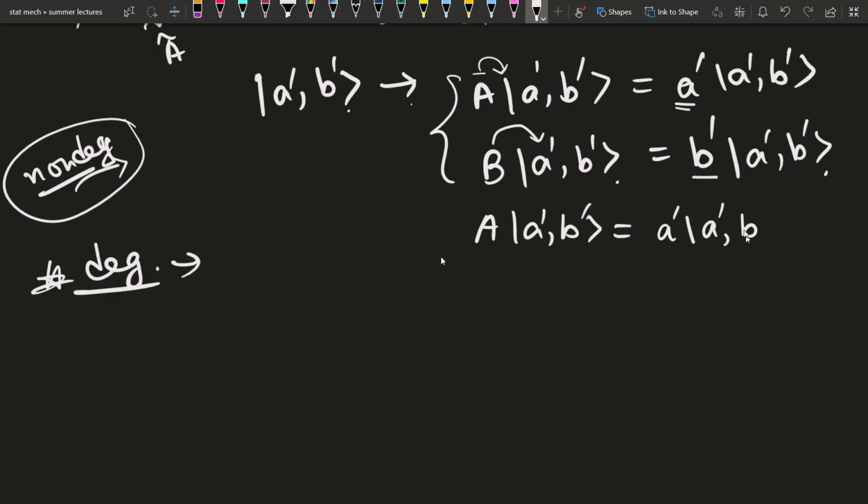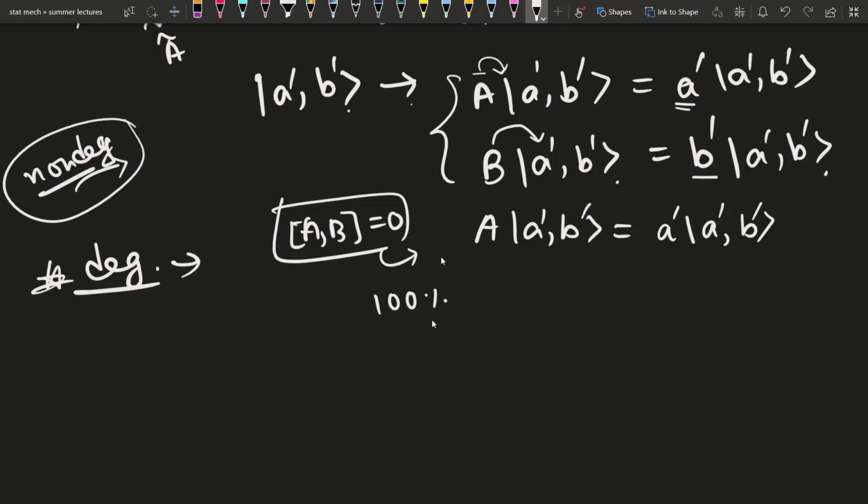Why does this happen? Because A and B are compatible observables, which means that A and B can be simultaneously diagonalized. Physically, that means A and B can be simultaneously measured with 100% accuracy, right?